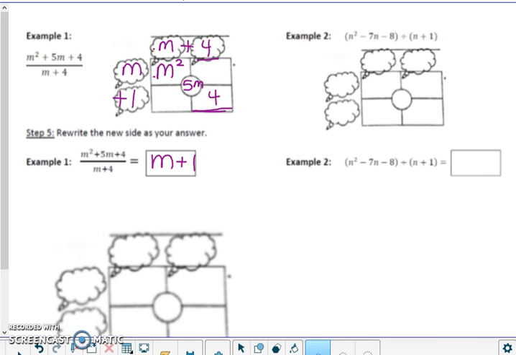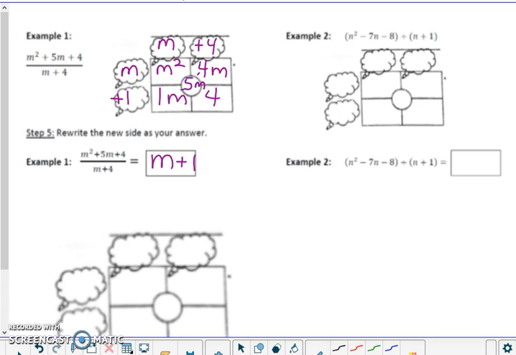Now to just show you that that is a true statement, let's go ahead and do the multiplication to check our answers, as we always should whenever we solve for something. So if we have m plus 4 and m plus 1, m times m is m squared, 4 times m is 4m, m times 1 is 1m, and 4 times 1 is 4. Now we need to combine like terms. 4m plus 1m is 5m. So we have m squared plus 5m plus 4, which was in our original problem.